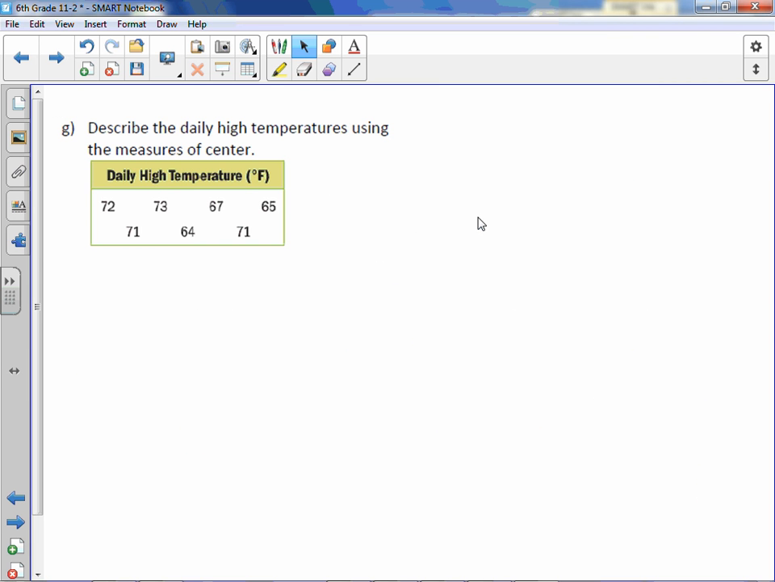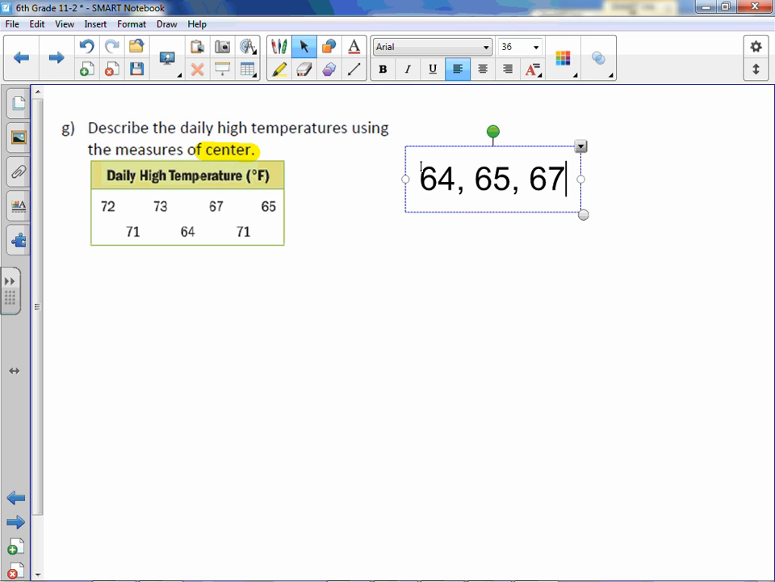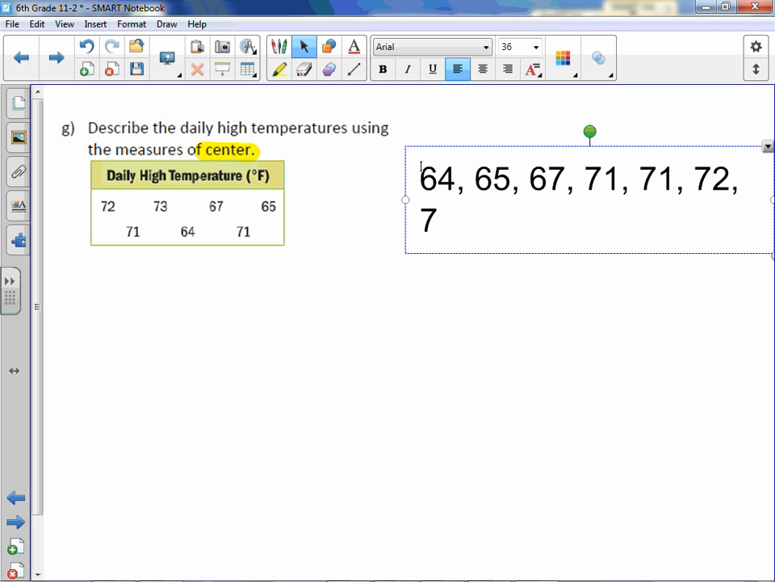Describe the daily high temperatures using the measures of center. The measures of center are not only mean, median, and mode, it also includes mean. So mean, median, and mode. So let's do median and mode first, and then we'll go back to mean. Let's set them in order from least to greatest. We have 64, 65, 67, 71, 71, 72, 73.